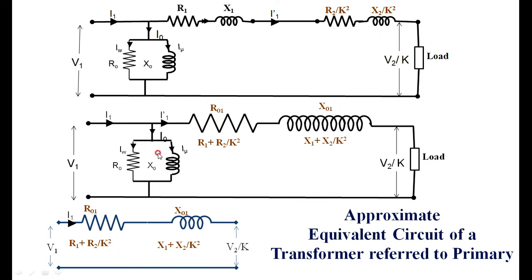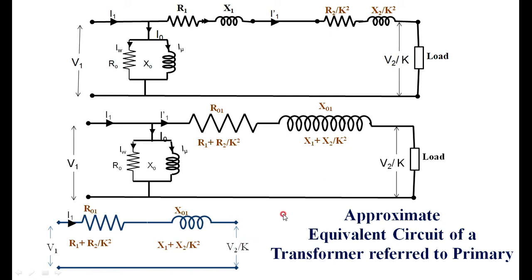Now, if you remove this particular element, then the current flowing in R1 and X1 is I1. That is what I am showing here. The input voltage is V1 and the voltage across the load is V2 by K. The same thing I keep. I go on reducing the circuit step by step to make the calculations very simple. Therefore, what I am getting is R01 here and X01 here.